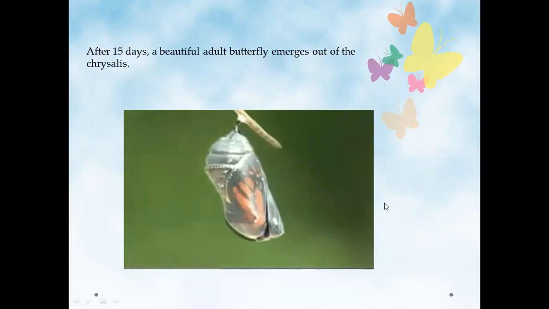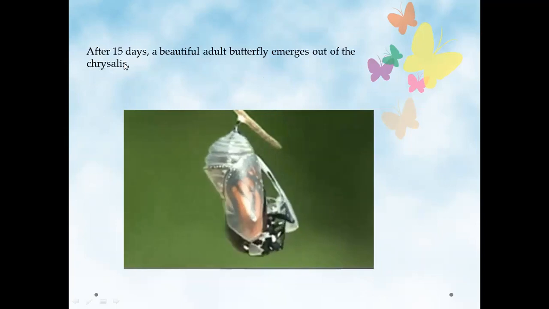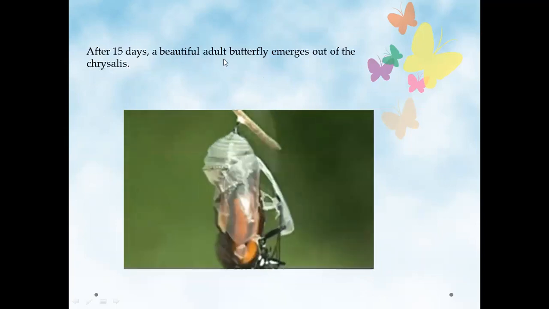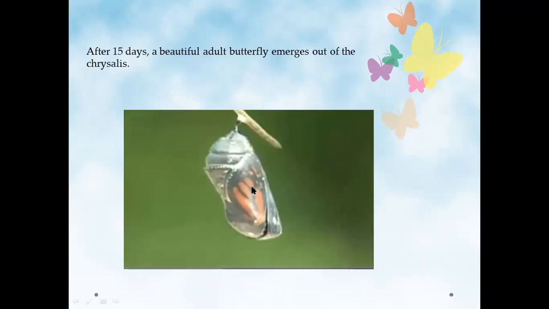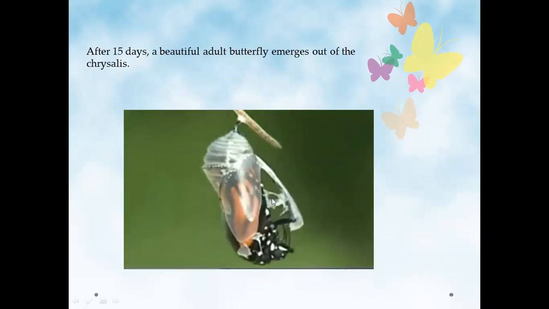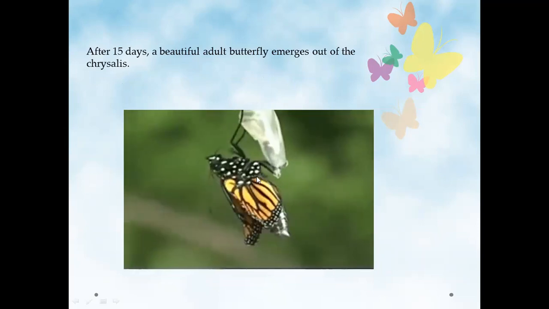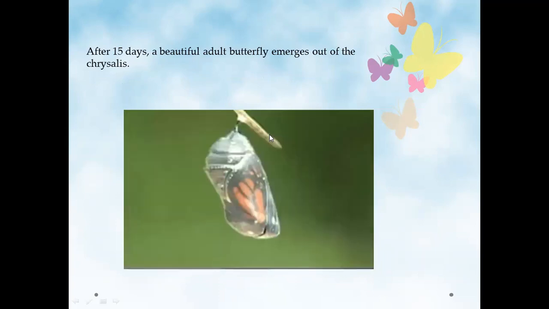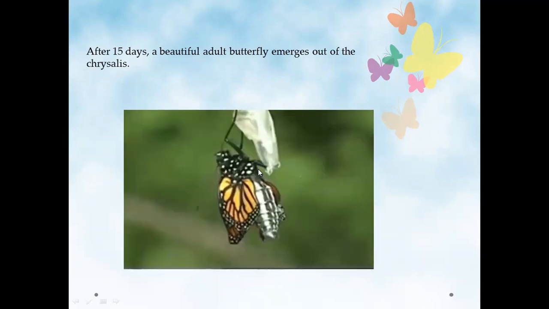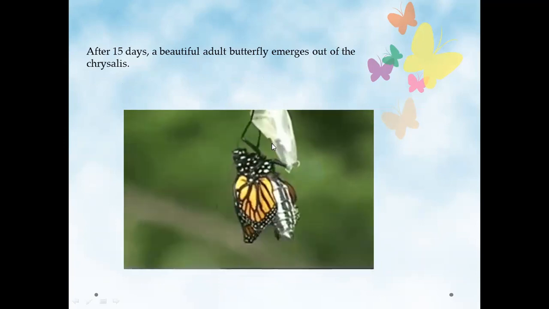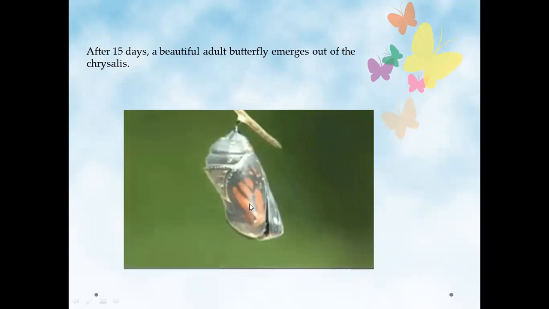Now, what happened? After about 15 days, a beautiful butterfly emerged out of the chrysalis. Now it's time for change. The protective layer will open and a beautiful adult butterfly will come out from it. Look at this picture. A beautiful butterfly emerged out from the chrysalis. Can you see this picture?